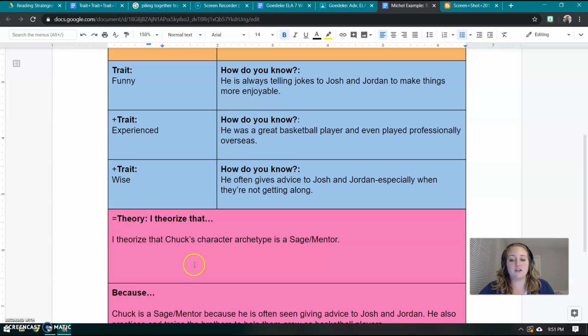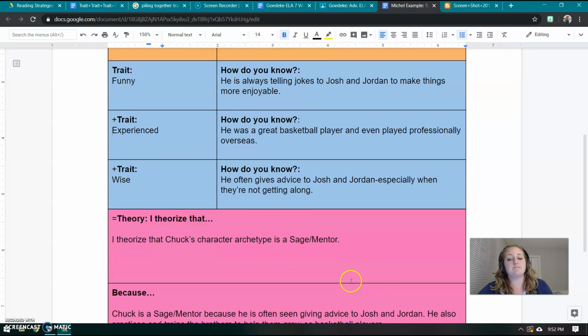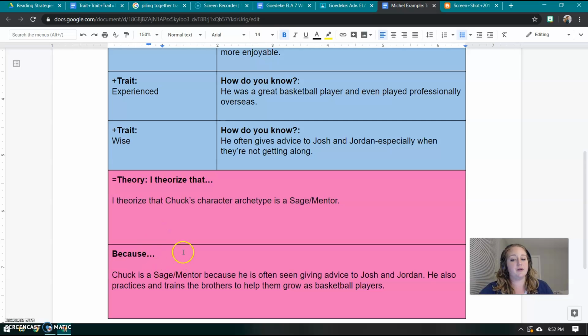And I theorize that Chuck, or Dad's character archetype, is the sage or mentor. If you remember, the sage or mentor guides the protagonist along. When we talked about the signposts of reading fiction, the words of the wiser, it's a good note that when you come upon a words of the wiser moment in a book, it's often a sage or mentor character archetype. Okay, so my theory, I also need to explain why.